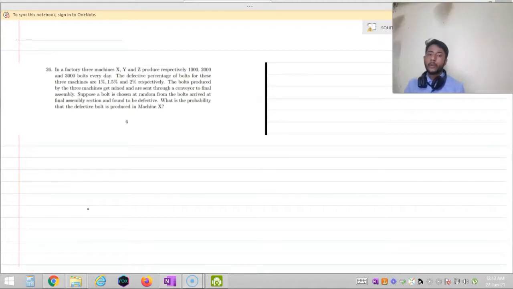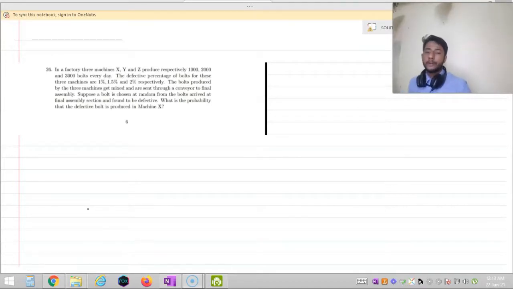Let us solve question number 26, which says that in a factory, 3 machines X, Y, Z produce respectively 1000, 2000 and 3000 bolts every day. The defective percentage of the bolts of these 3 machines are 1%, 1.5% and 2%. The bolts produced by the 3 machines get mixed and are sent through a conveyor to a final assembly. Suppose a bolt is chosen at random from the bolts arrived at the final assembly section and found to be defective. What is the probability that the defective bolt is produced by machine X?